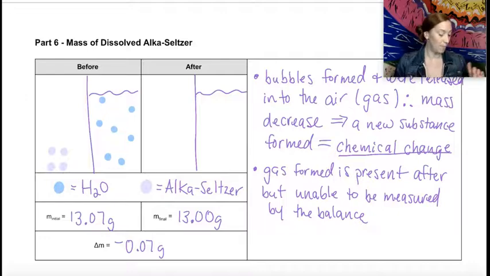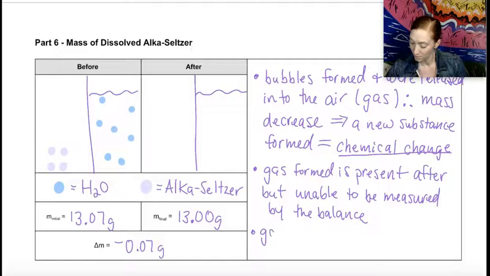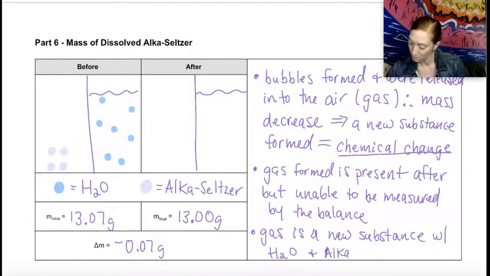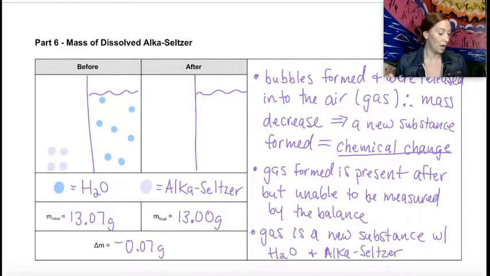Okay. This gas is a new substance with the water and the Alka-Seltzer. Water and Alka-Seltzer. Okay. I'm going to take those 4 Alka-Seltzer particles, combine them with 4 water particles, and I'm going to show what's happening.